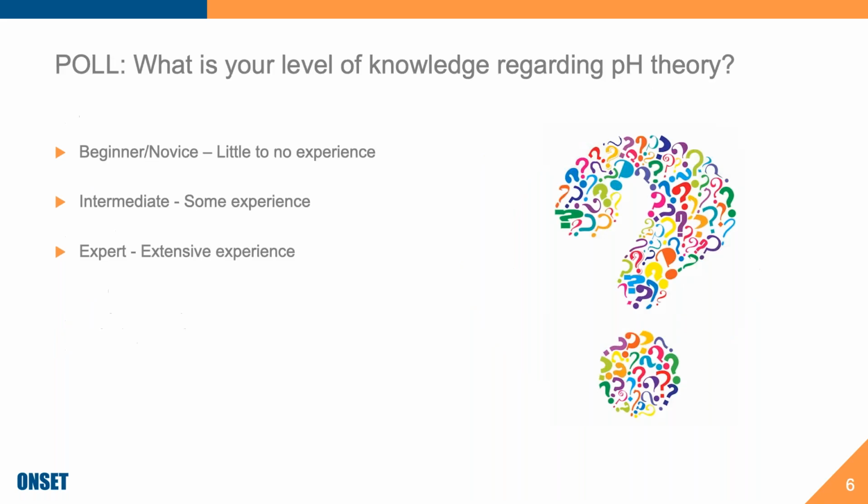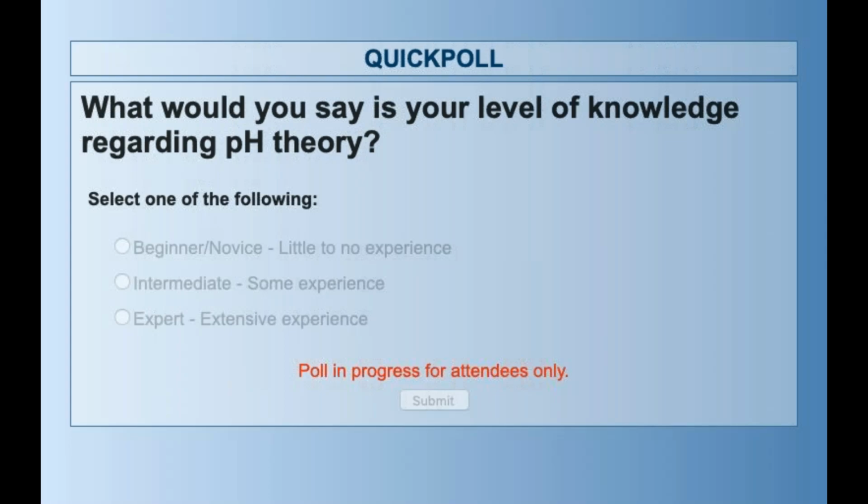We'll start with water and its properties, and we're actually going to really start with a poll. This will help me understand what everyone's background is in terms of pH, so that I know how quickly to cover some of the theory and how much of the theory I should cover. What would you say is your level of knowledge regarding pH theory? If you could select your choice: beginner, intermediate, or expert. Beginner, I'd say, has little to no experience. Intermediate has some experience, and experts practically have a PhD specifically in pH, which would be really cool to talk to.